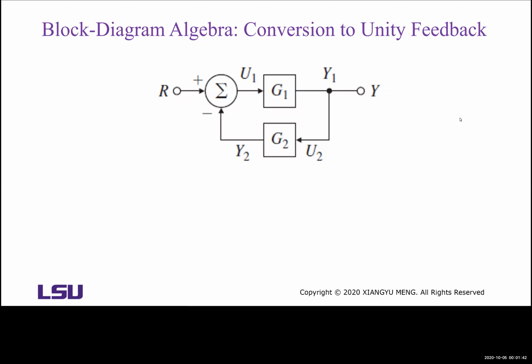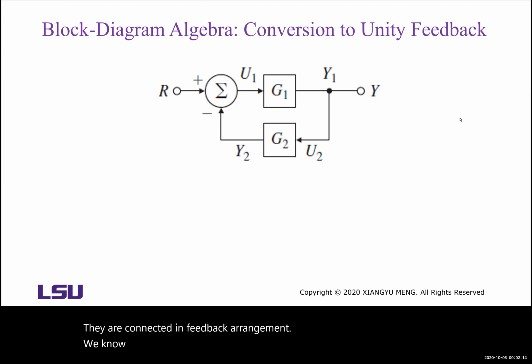In this lecture, we will discuss the last case of block diagram algebra, that is conversion to unity feedback. We have two systems, G1 and G2. They are connected in feedback arrangement.